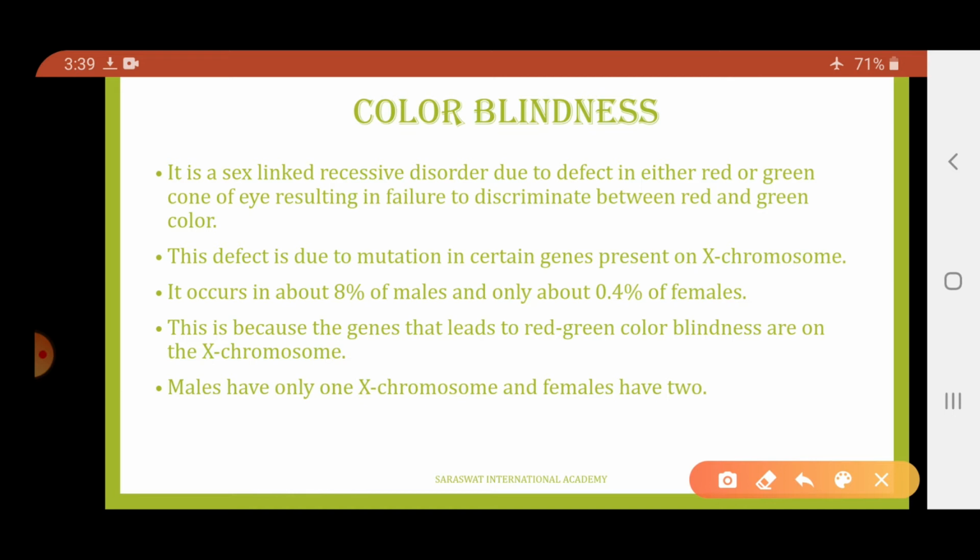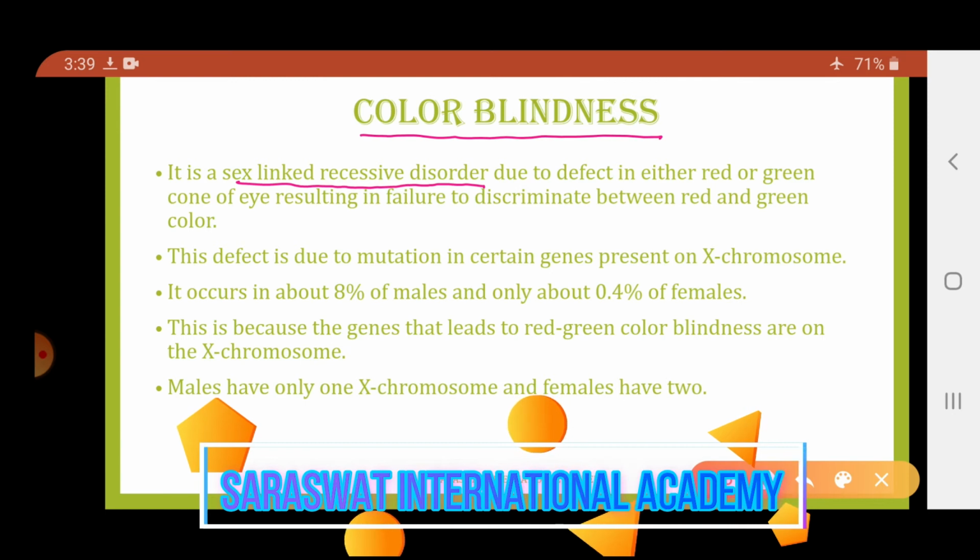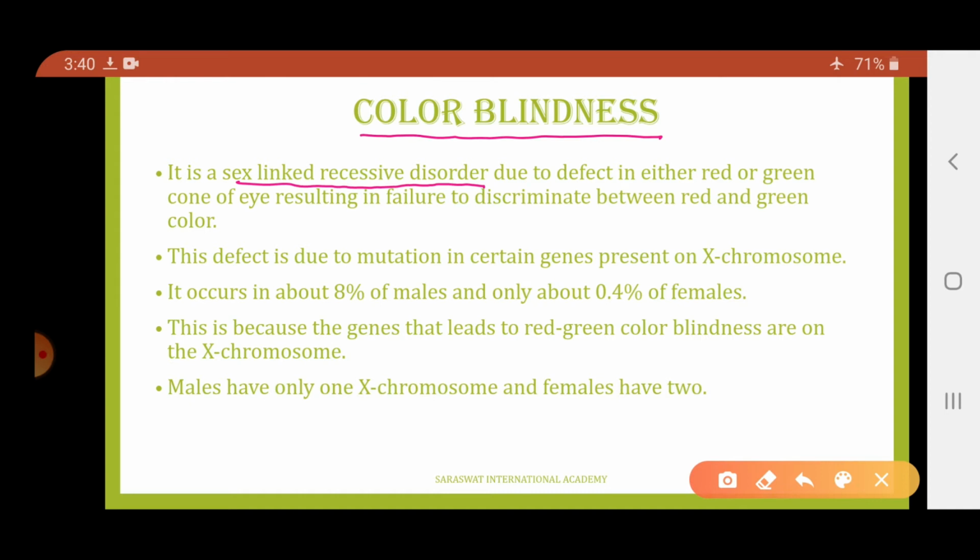Now we will study some of the disorders in detail. So the first disorder is color blindness. So what is color blindness? It is a sex-linked recessive disorder. First of all, see the name, sex linked, that is, its genes are located on the sex chromosome. Recessive character means they will be expressed when both the alleles are recessive. Suppose one is recessive and another one is normal, then the person won't be affected.